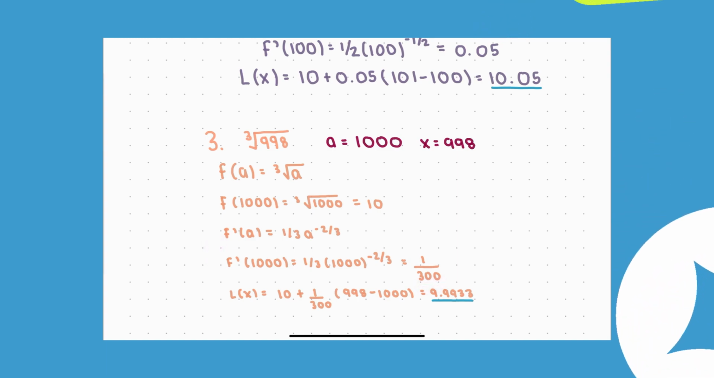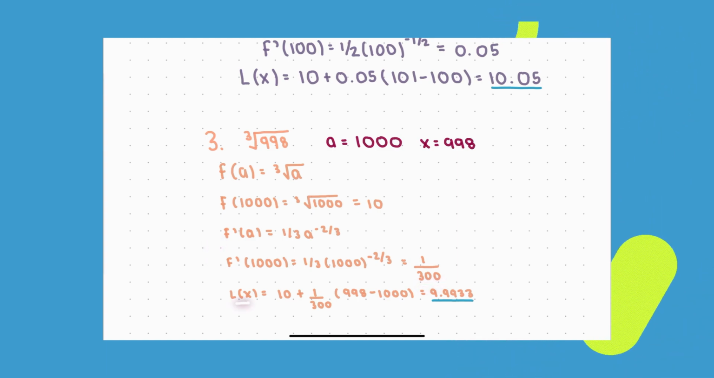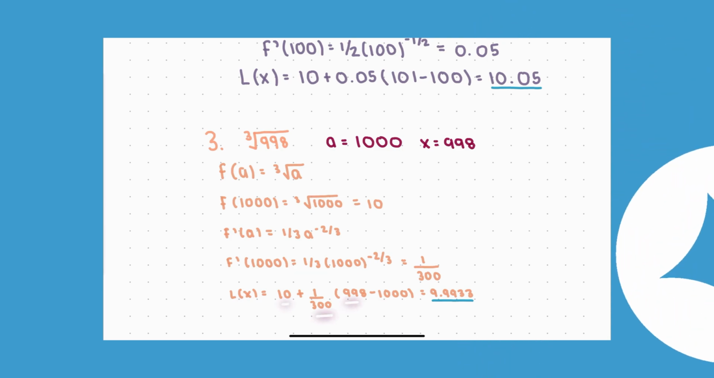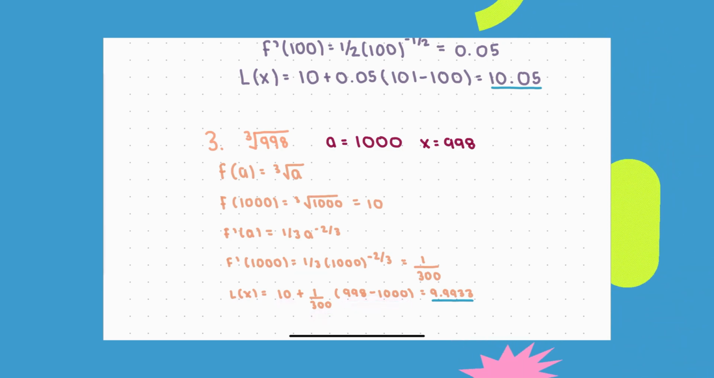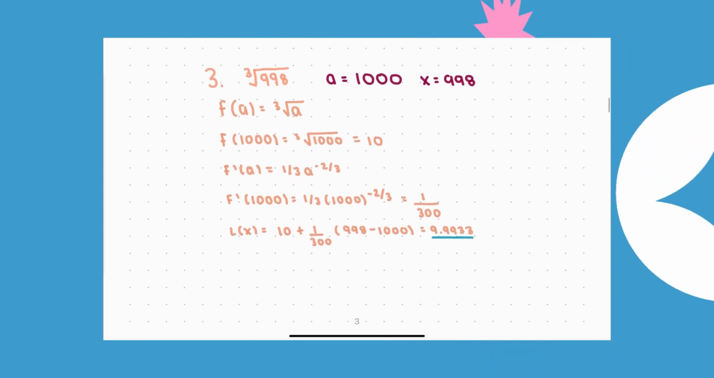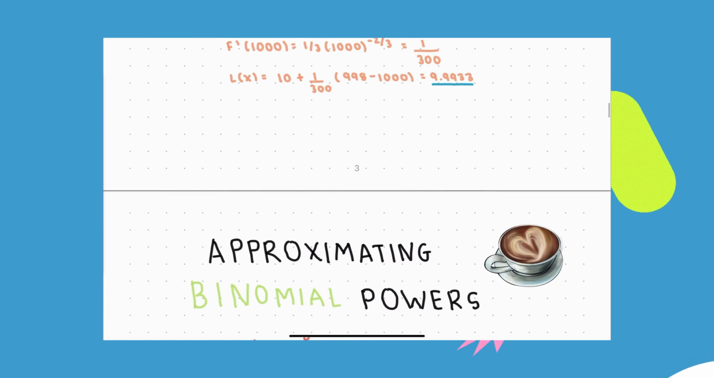Finally, we're going to plug all of these values into the L of x equation. So we get 10, which is f of a, plus 1 over 300, which is f prime of a, times 998 minus 1000. We end up getting 9.9933. Let's move into approximating binomial power problems.